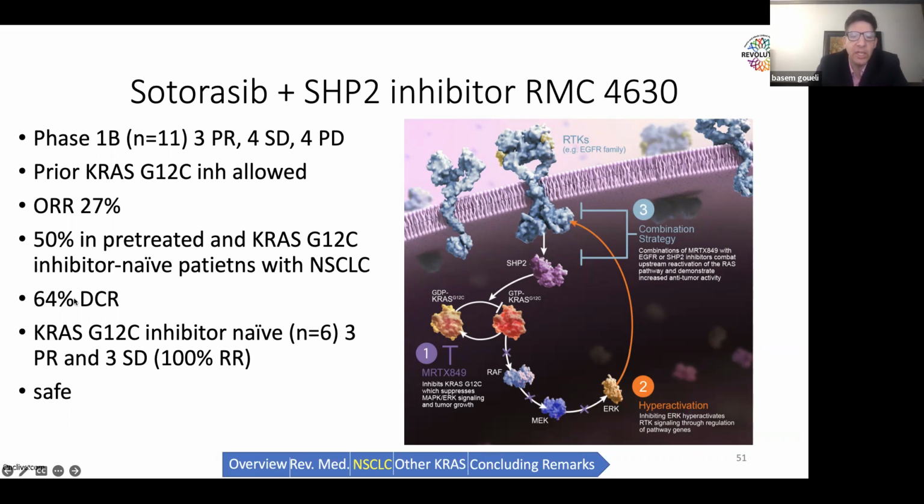And very importantly, they saw a 50% overall response rate in KRAS G12C inhibitor naive patients. They actually allowed patients to have seen sotorasib before, some of the patients. And what was interesting is in the inhibitor naive patients, 50% overall response, which is actually higher than anything reported so far, but that's just with an N of 11. But be aware that this was a safe regimen, and it's going to be very interesting to see what happens. They actually had 100% disease control rate in patients who were inhibitor naive.